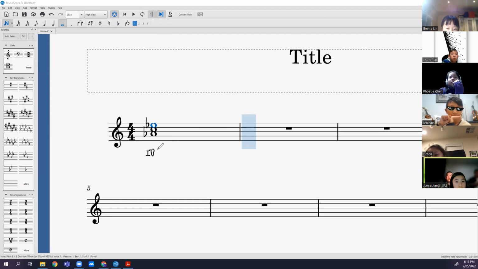So just for chord indication, it looks like that. Oh yeah, and you always write chord indications in Roman numerals. I've got to mention that.